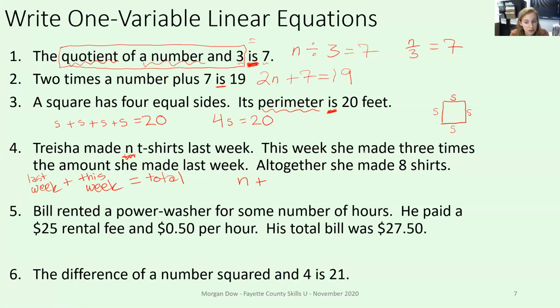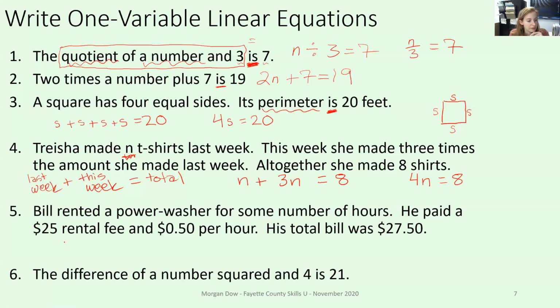And then this week, she made 3 times the amount she made last week. So if last week is N, this week is going to be 3 times N, or 3N. And then altogether, the total was 8. So if you have an N of something, and then you have 3 more of those N's, altogether, how many N's do you have? Well, you have 4 N's, right? So another way you could write this equation, you could simplify it a little bit. You could write it as 4 times whatever N is going to give us 8.